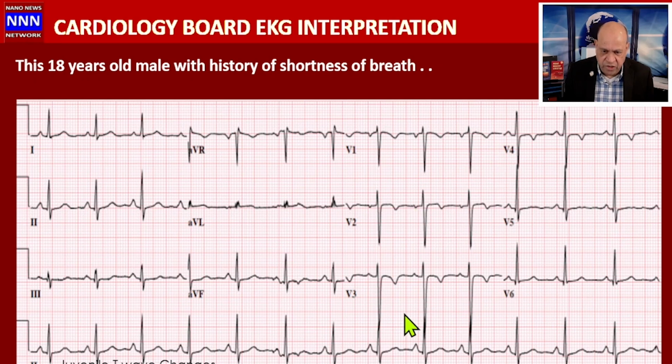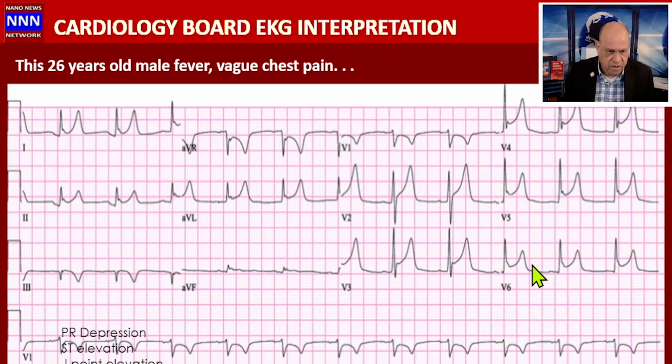There's some increased voltage because of the age, but the P waves and the QRS complexes all look pretty normal. Let's move on to the next one here. Here we have a 26-year-old male with fever, weak, chest pain. I've been having pain for 2 days. I don't know if it's here, it kind of moves. When I move around, sometimes it gets better, sometimes it doesn't.